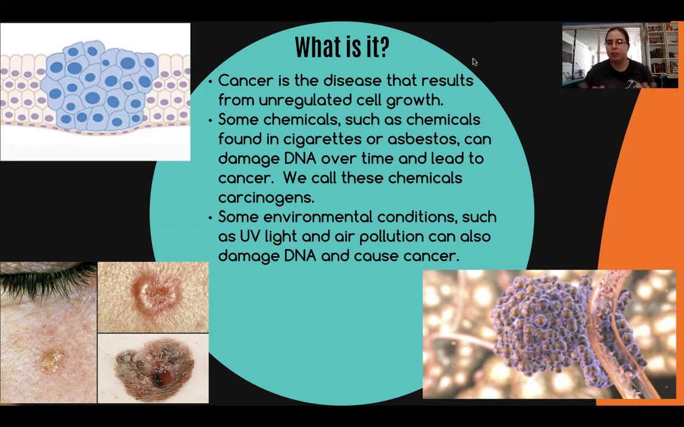So for instance, we mentioned being exposed to too much UV light from the sun can lead to skin cancer. UV rays can actually damage the DNA in your skin, leading to this unregulated cell growth. Air pollution has also been linked to certain kinds of lung cancer as well, because of the toxins within the air pollution.